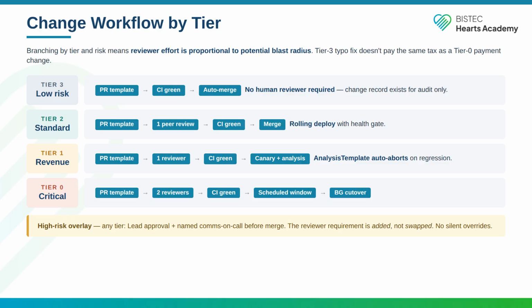Tier 0, critical: PR template, 2 reviewers, CI green, scheduled window, blue-green, queued over. The high-risk overlay applies on top of any tier. Lead approval plus a named comms on call before merge. The reviewer requirement is added, not swapped. No silent overrides. If the change touches a payment path during a freeze, the freeze exception path applies on top of the tier workflow. The layers stack. They do not replace each other.